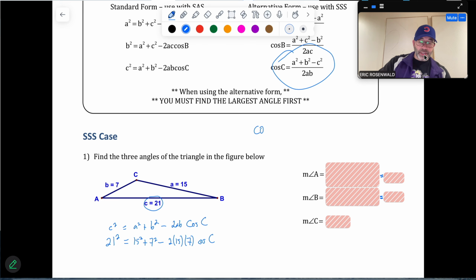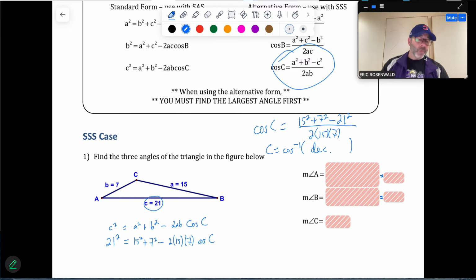So it would be cosine of c is equal to a squared, which is 15 squared, plus b squared, which is 7 squared, minus c squared, which is 21 squared, over 2 times 15 times 7. Throw all this into your calculator, you're going to get a decimal, and then c is the inverse cosine of whatever that decimal is. Okay? So the answer for that when you plug it into your calculator is going to be 142.68.